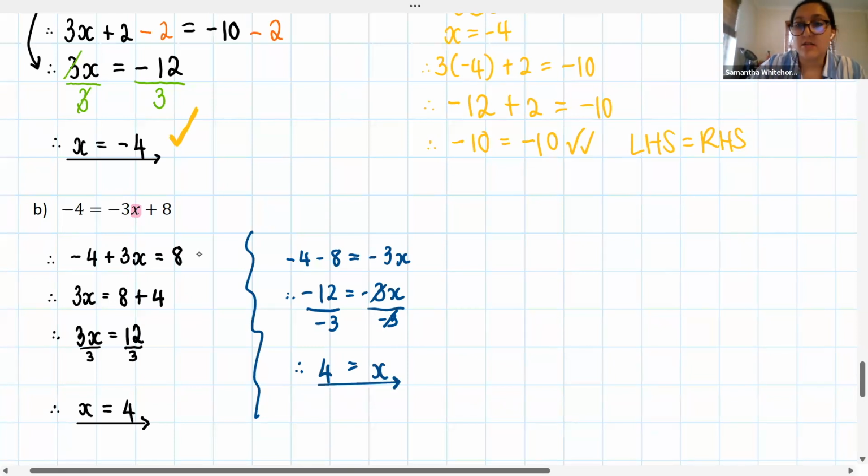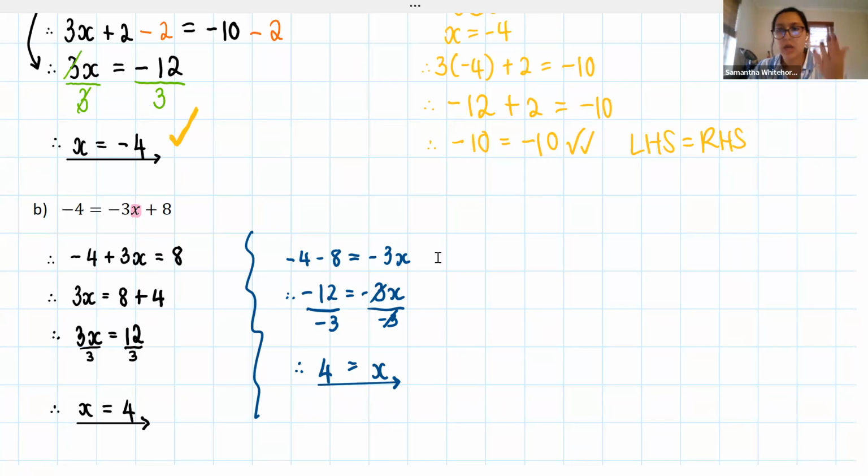It doesn't matter that the 4 is on the left. It means exactly the same thing. You're telling me what x is equal to. So either way that you've done it, it really makes no difference. As long as you've solved and you've got x by itself, you're good. Alrighty.